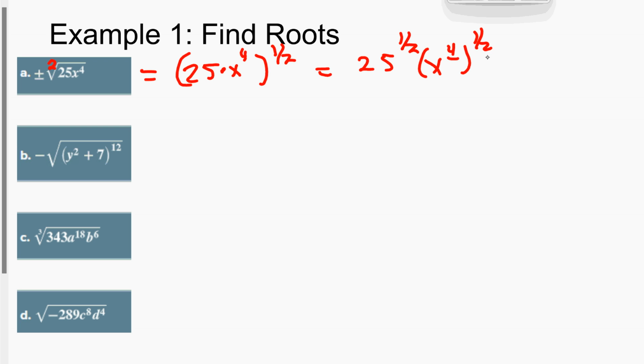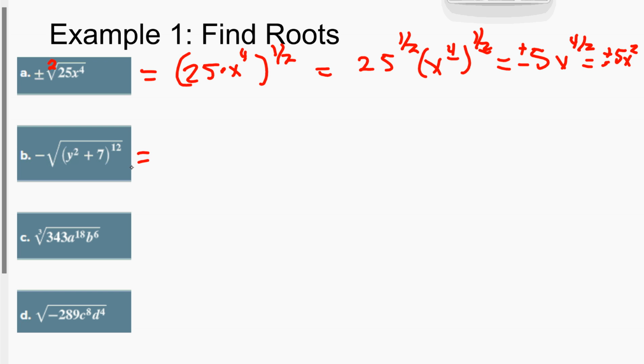And when I raise powers to powers, I multiply, so I get 25 to the 1/2 would be plus or minus 5, right? And then x to the fourth raised to the 1/2 would be x to the 4 over 2, which is then plus or minus 5x squared, right? Because 4 over 2 is just 2. So there's my answer for that one.